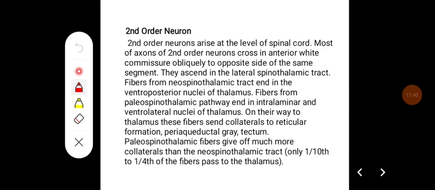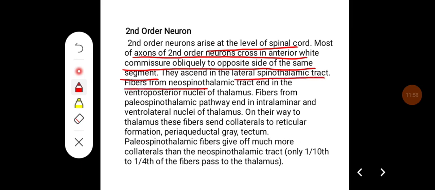The second order neurons arise at the level of the spinal cord. Most of the axons of the second order neurons cross in the anterior white commissure obliquely to the opposite side of the same segment. They ascend in the lateral spinothalamic tract. The fibers from the neospinothalamic tract end in the ventroposterior nucleus of the thalamus, and fibers from the paleospinothalamic tract end in the interlaminar and ventrolateral nuclei of the thalamus.